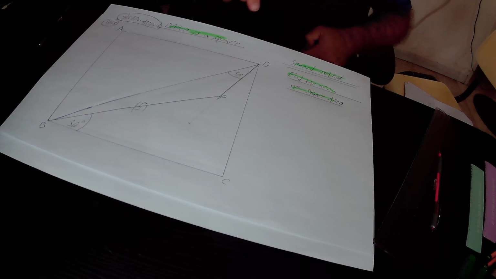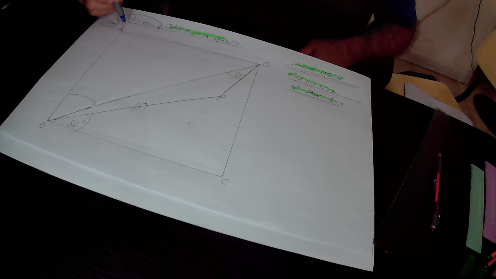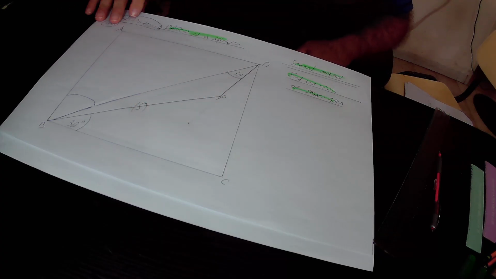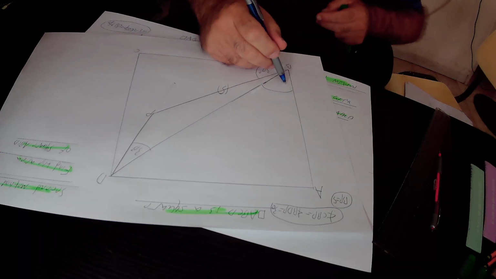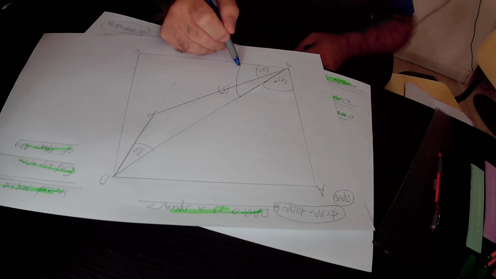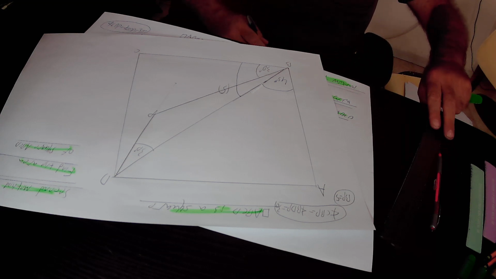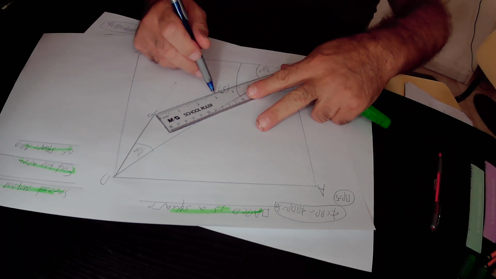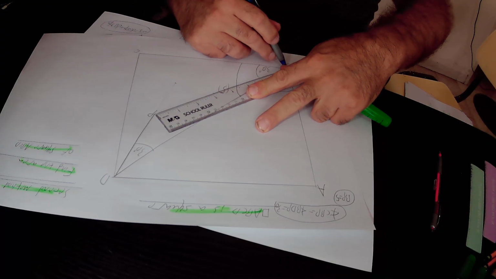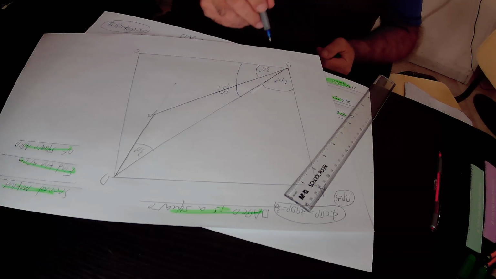So, diagonal DB bisects angle B of square ABCD. This is the first half of angle ABC, equal to 45 degrees. This is the second half of angle ABC. It also equals 45 degrees in size. But this angle equals 30 degrees, and therefore this missing angle equals 15 degrees in size.